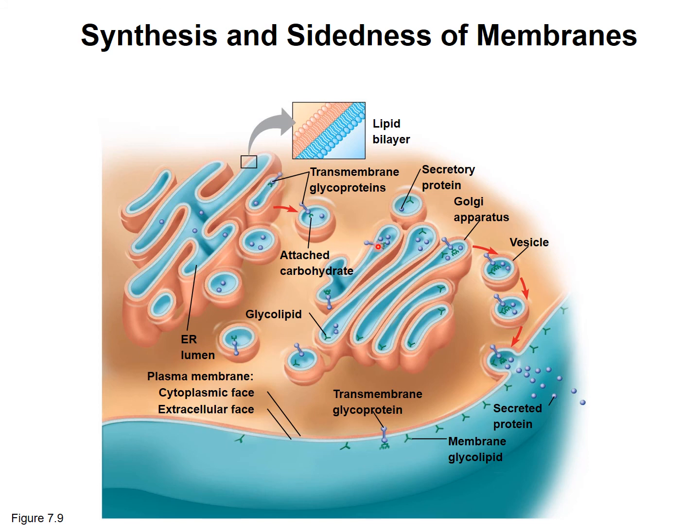And then they're going to get transported through this system in the cell, and then these vesicles will fuse with the plasma membrane, and this creates more plasma membrane. So this kind of builds the cell. And this is the way proteins are added to the surface of the plasma membrane. So you can see we've got a glycolipid, and then we've got a transmembrane protein with carbohydrates attached to it. And then you can see the vesicle is actually releasing proteins as well. So those are proteins that are secreted from the cell.